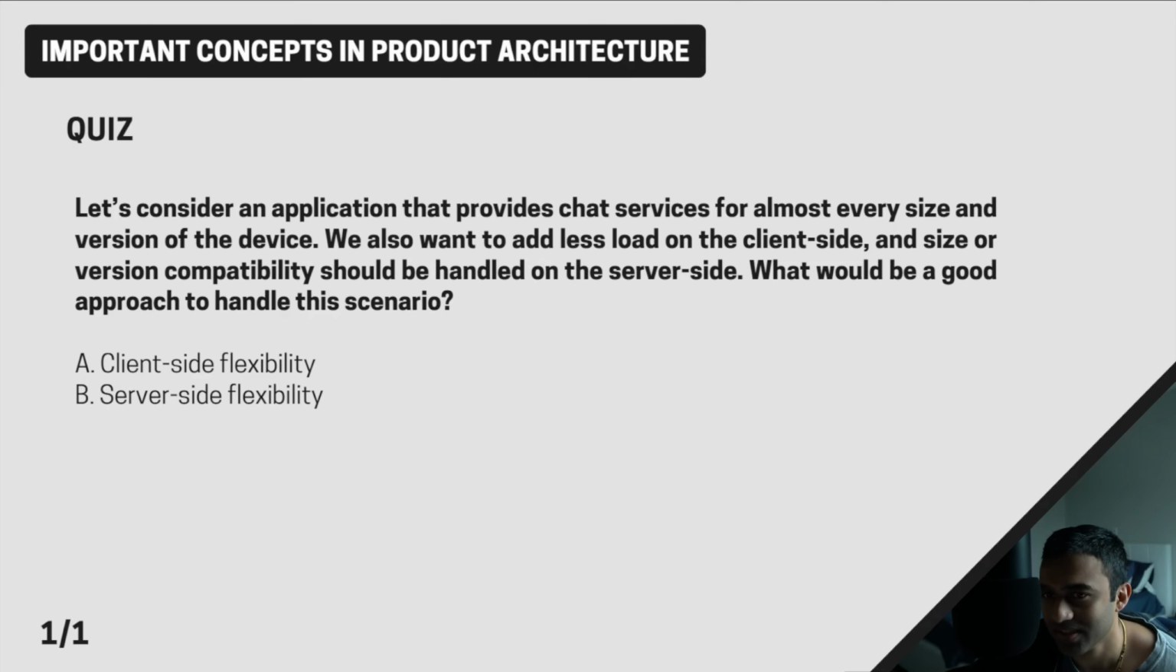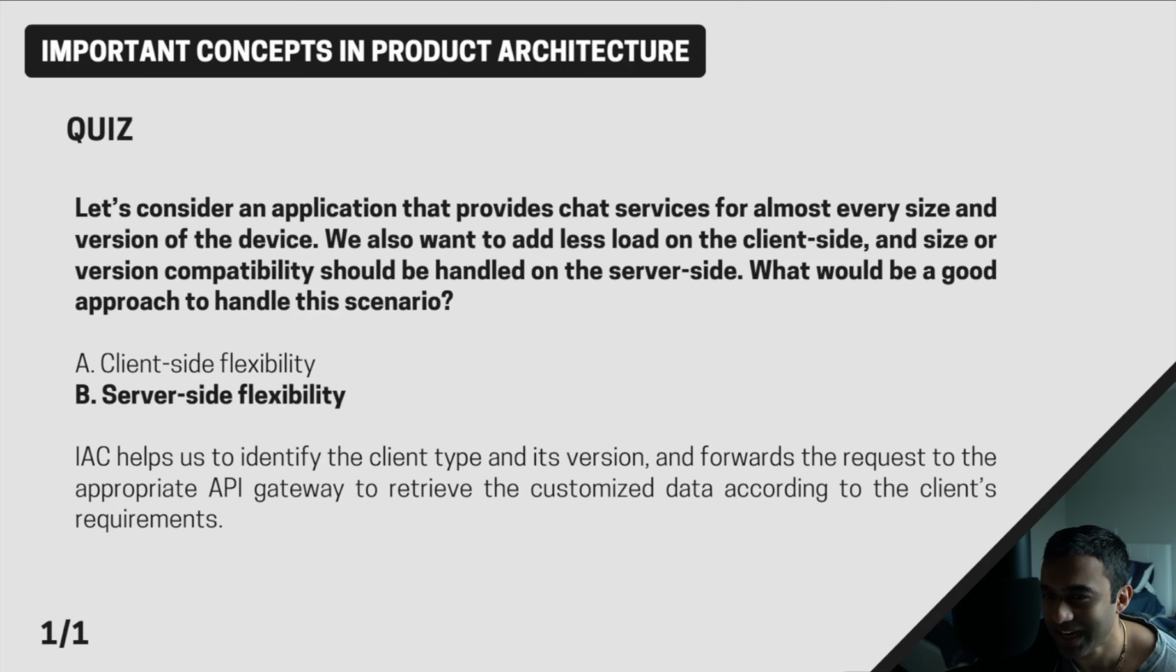So the answer to this is B. IAC helps us identify the client type and its version and forwards the request to the appropriate API gateway to retrieve the customized data according to the client's requirements.